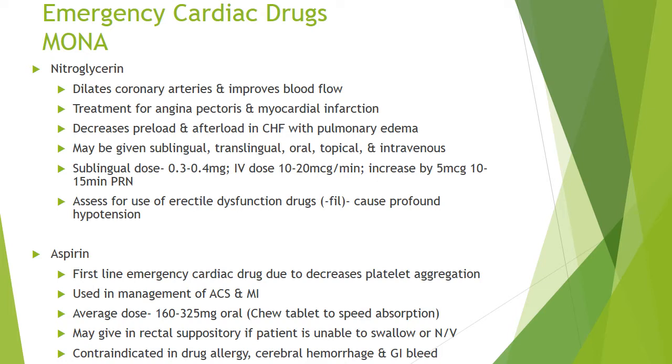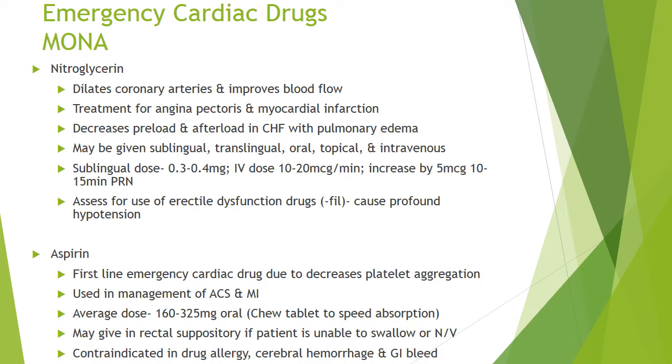Aspirin is another great drug that we like to use. It's a first-line emergency drug because it decreases platelet aggregation. So remember, especially in patients that are having a myocardial infarction, they've got an obstruction or a clotting or a thrombus somewhere up in those coronary arteries. So aspirin helps decrease that clotting part that's being caused by the platelets. We like to use it in management of acute coronary syndromes as well as the MI. Average dose is around 160 to 325 milligrams oral.